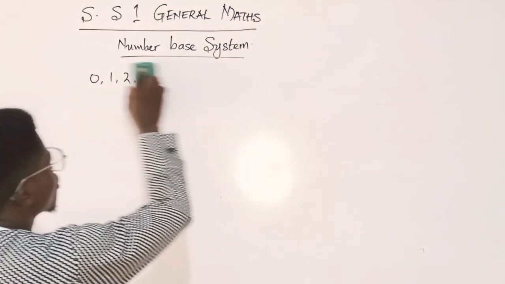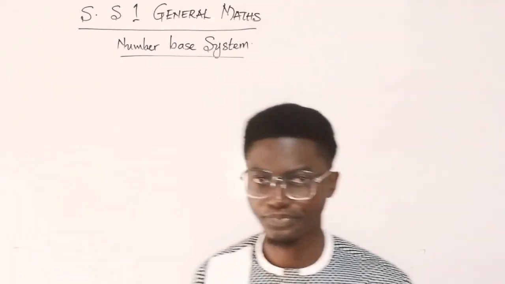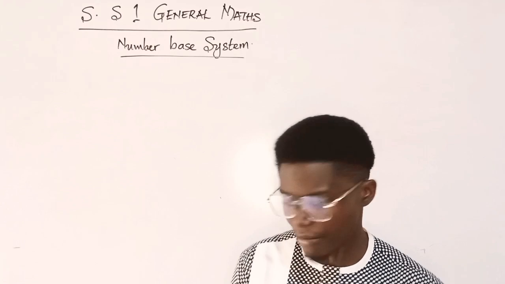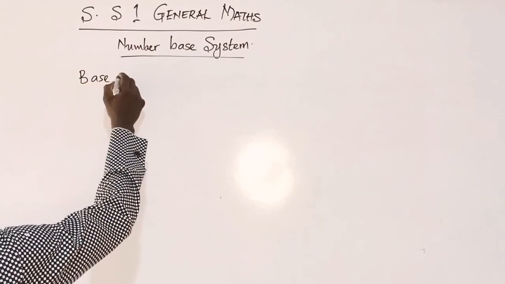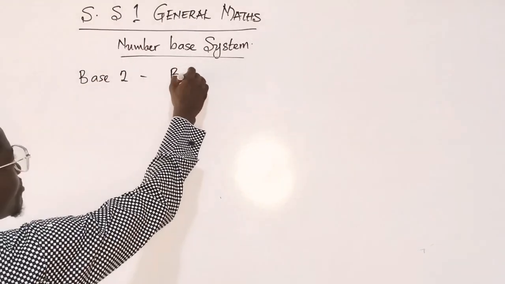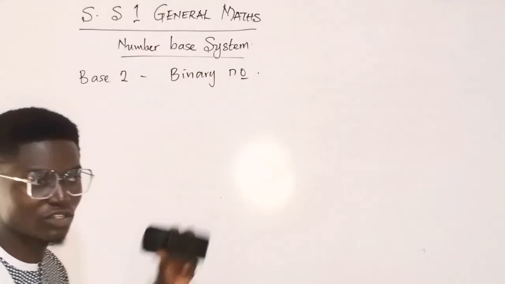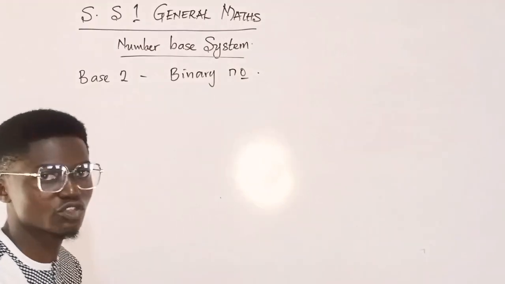Now let's move on. Numbers in their different bases have names. Let's start from base 10, base 2. Let's go to base 2. We call base 2 binary. Any number in base 2, we call a binary number. This is the general name for base 2 numbers.